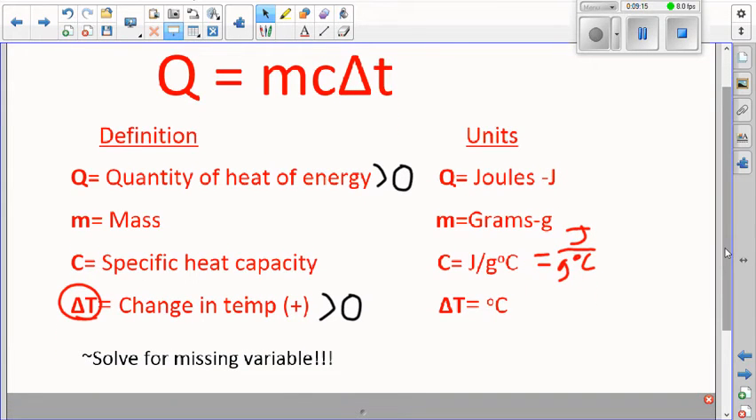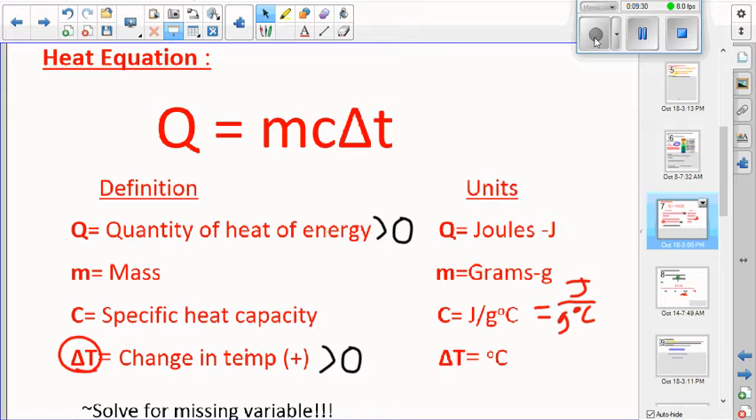So basically what's going to happen is there are 4 variables. I will give you 3 of them and simply ask you to solve for the 4th one. So if I give you Q, M, and C, you're solving for delta T, and so on and so forth.